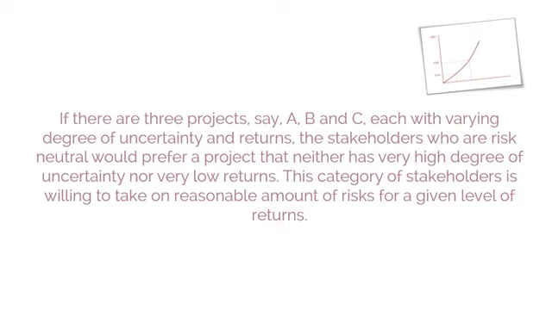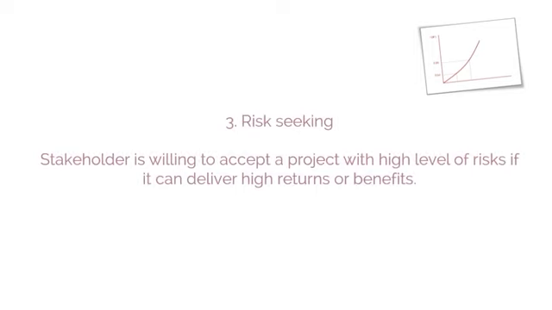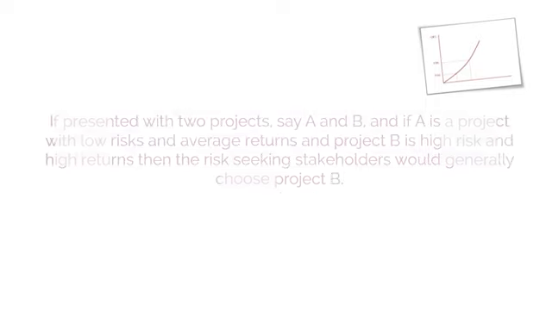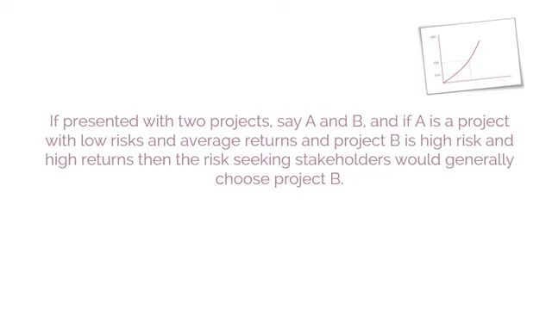Risk-seeking. Stakeholder is willing to accept a project with a high level of risks if it can deliver high returns or benefits. For example, if presented with two projects, say A and B, and if A is a project with low risks and average returns and project B is high risk and high returns, then the risk-seeking stakeholders would generally choose project B.